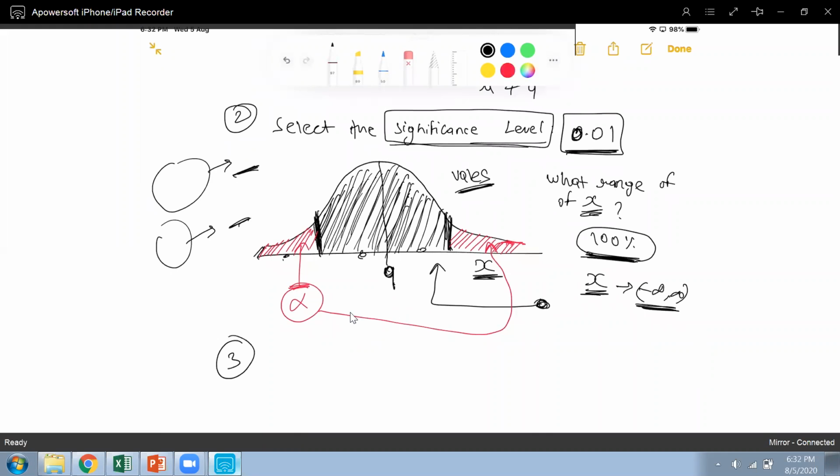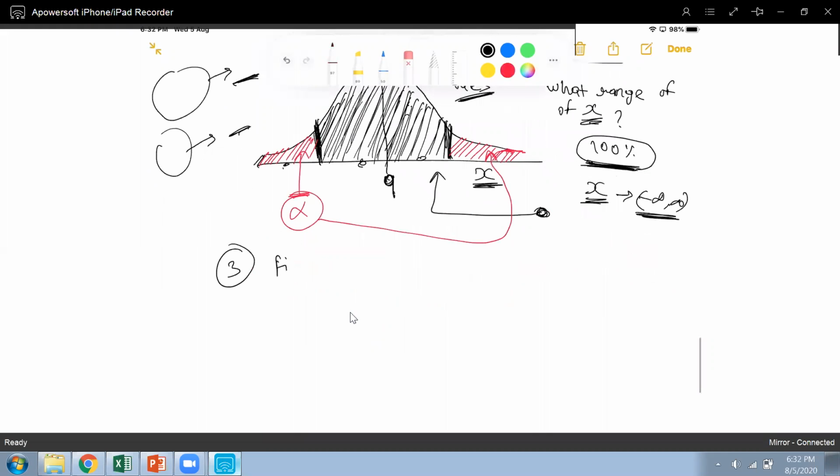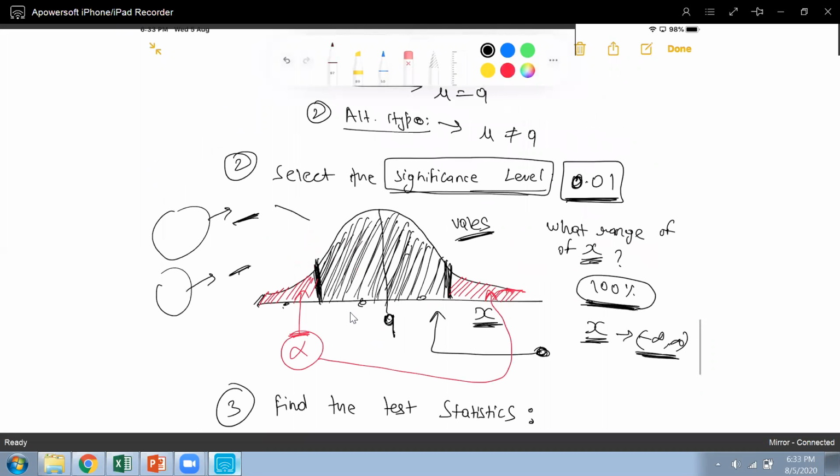Now the third step is to find the test statistic. So can you tell me, does this distribution belong to the population or the sample? Does it belong to the sample or does it belong to the population?